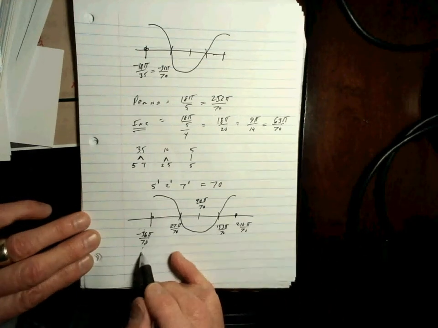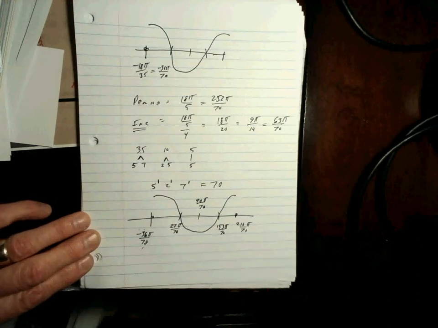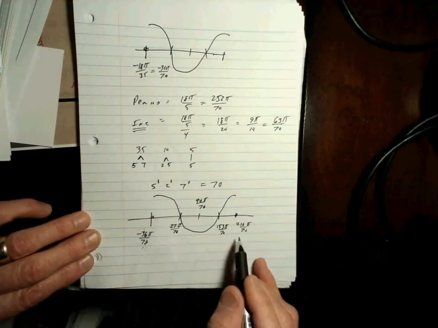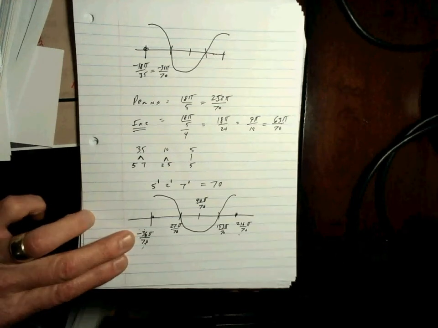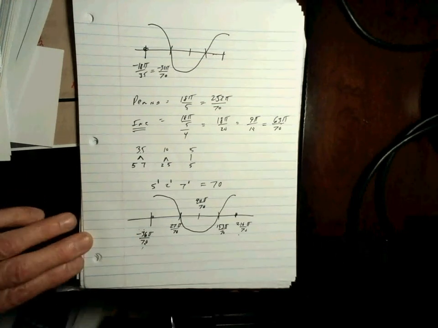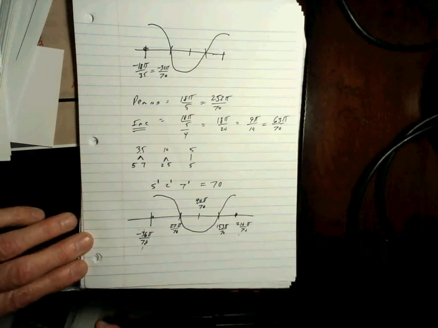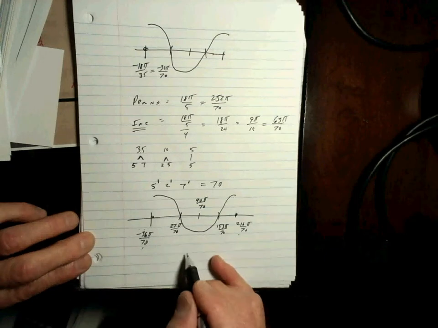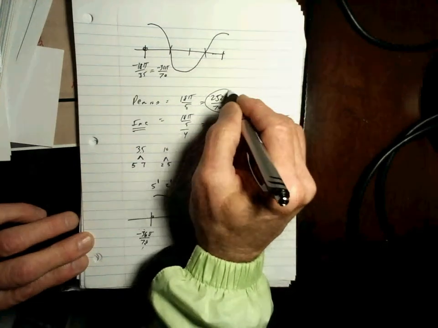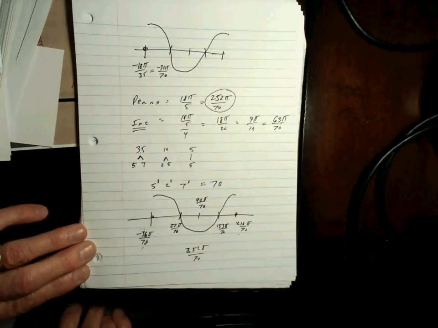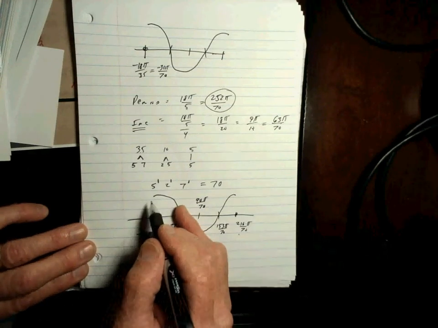Now keep in mind that's one full period. If I want to see how far it is from here to here, that would be 216 plus 36, because I'm going in the other direction, a negative direction from 0. So if I add those together, I get a value of 252 pi over 70, which should be the period, which correlates to this. So that's a double check of whether we did everything right for one full period.